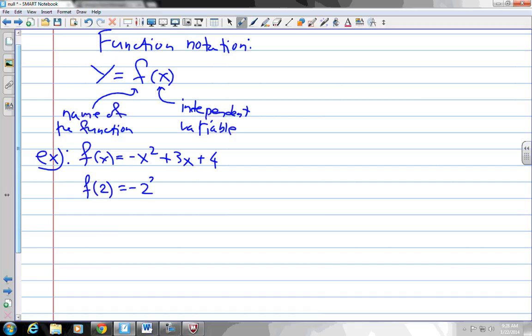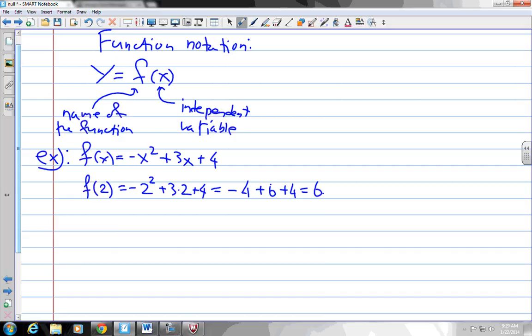So we'll just substitute 2 for x, right? Now, what does that come out to be? So here's the question. Is this going to remain negative or not? Yeah, it will remain negative, because the square is not squaring the negative. It only squares the x. So this will remain as negative 4 plus 6 plus 4.